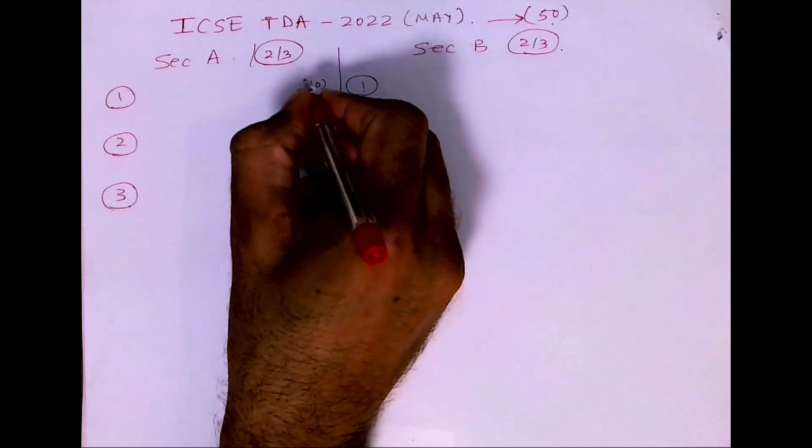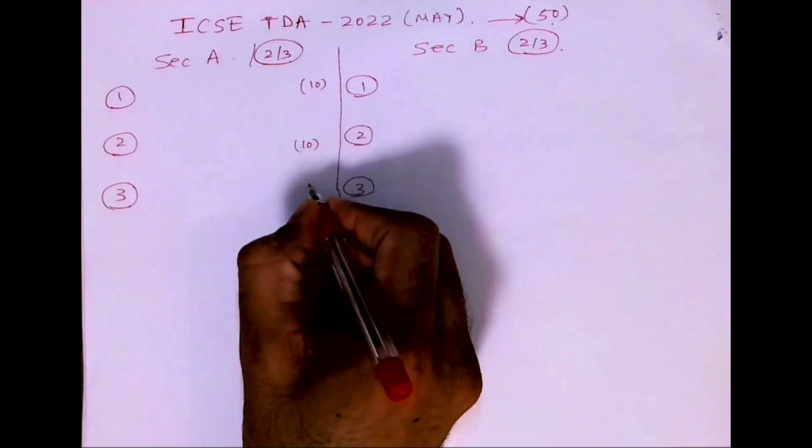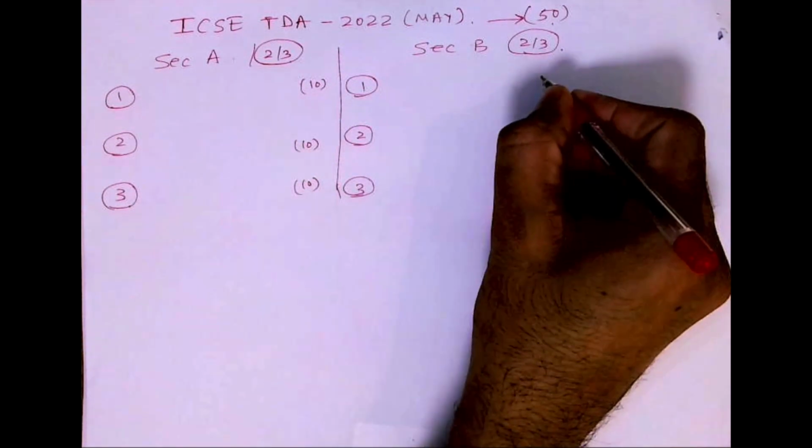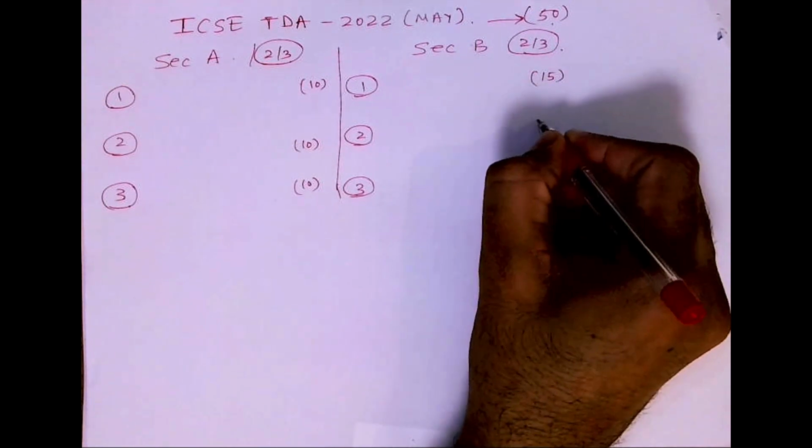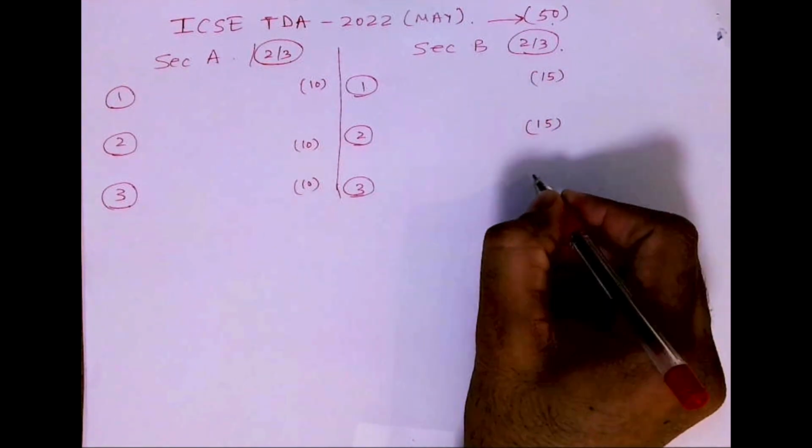If you see marks wise, section A is 10 marks each. So you will have 3 questions of 10 marks each. And in section B you will have 15 marks.